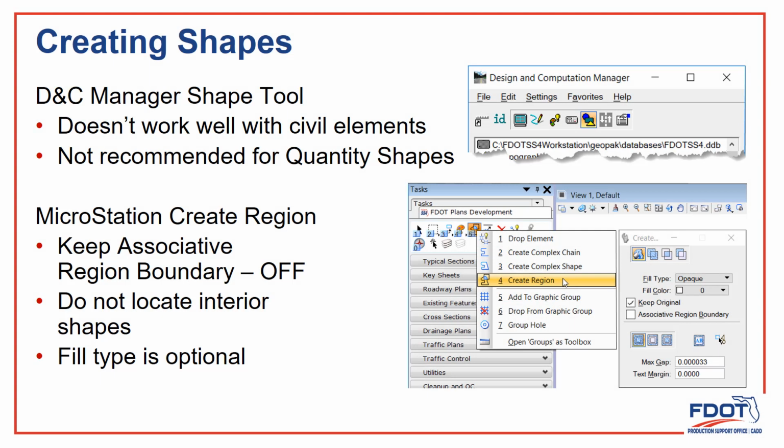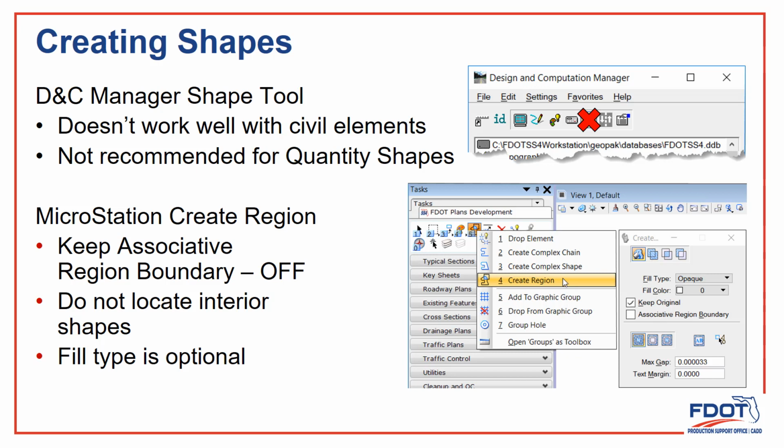Now that we've covered how to quantify linear quantities, let's look at how to create our area shapes in our QTD-SRD file. D&C Manager has a shape tool provided, but we found that this particular tool does not work well with civil elements, especially civil cells. With that in mind, FDOT does not recommend using the D&C Shape tool for creating quantity shapes.